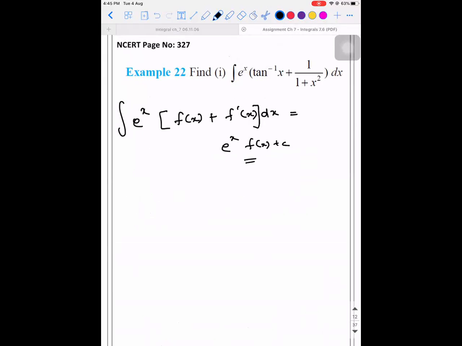Let's see what is the proof for it. I'm repeating it again. If e power x is multiplied with a combination of a function and the function with its derivative, that will be equal to e power x into whatever that function is, plus c. That is the answer. Let us see why it is happening. Make a note of it.